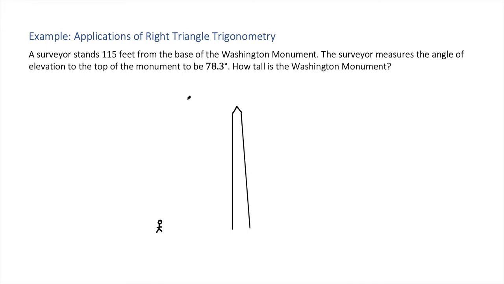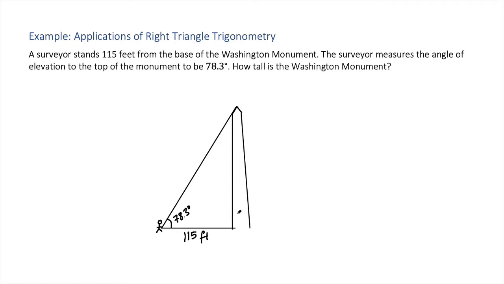The angle of elevation is defined to be the angle between looking forward and looking up. So from looking forward, there's our base, our initial side of the angle, and then there's our terminal side of the angle. So this angle right here, that's measured to be 78.3 degrees. We know that the surveyor is standing 115 feet from the base of the monument, so that is this right here, 115 feet. And we'd like to know the height of the Washington Monument.